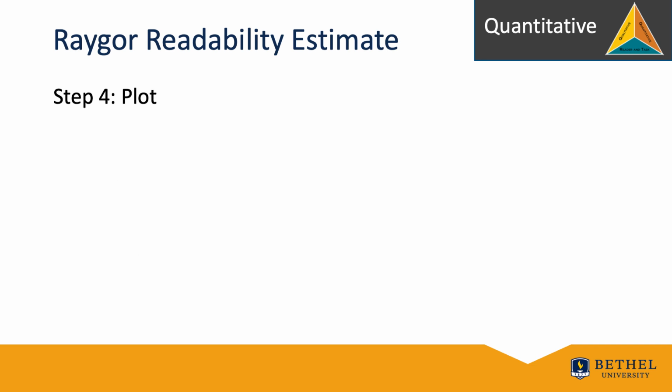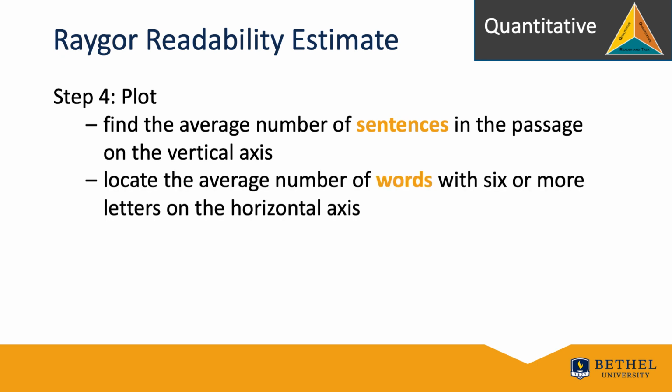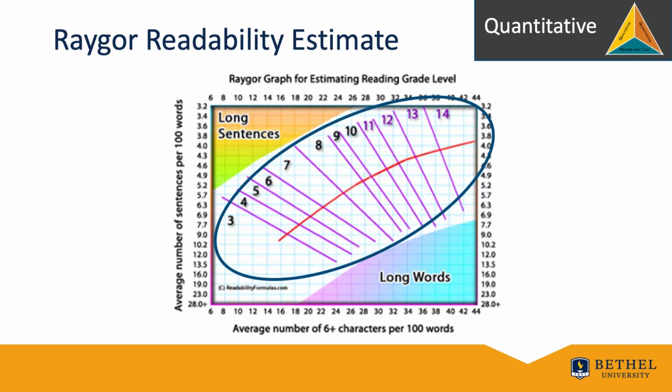Now let's plot our totals. First, find the average number of sentences in the passage on the vertical axis. Locate the average number of words with 6 or more letters on the horizontal axis. Plot the intersection of sentences and words on the graph to arrive at a grade level designation. Note, the grade level is only valid within the parallelish lines. If your point is plotted in the top left area of the grid or the bottom right outside the parallel lines, your total is invalid for the purposes of this estimate.